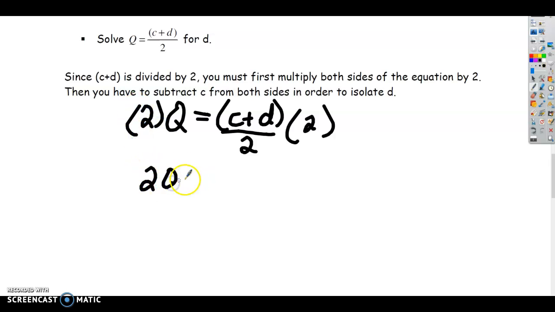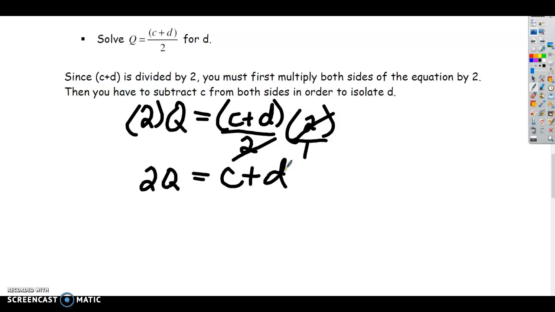So now we have 2q equals, this becomes 2 over 1, so that cancels the denominator. And that leaves c plus d. Since that's the only thing left, you don't need the parentheses anymore.